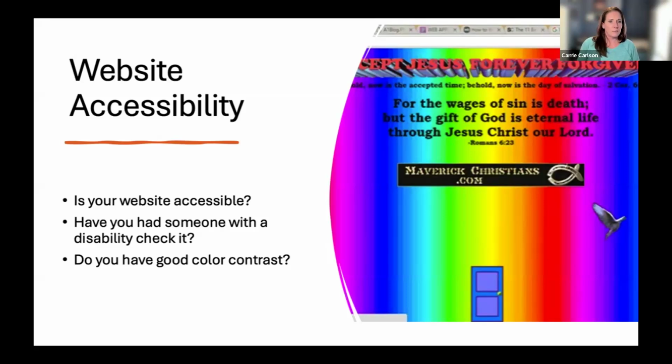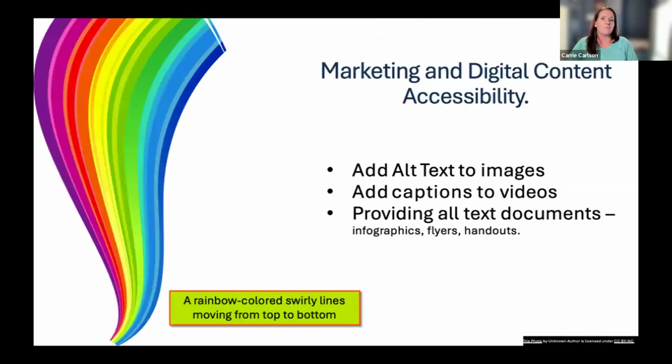So is your website accessible? Well, how do you know? Like, have you had somebody with a disability check that, right? Do you have a program that checks that? And do you have good color contrast? Like this does not. I know the TDC, we have a program integrated into our website, but we still have people with disabilities check that for accessibility once a year. So you still have to go through the measures of getting it checked, right?